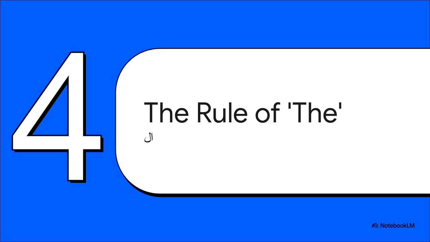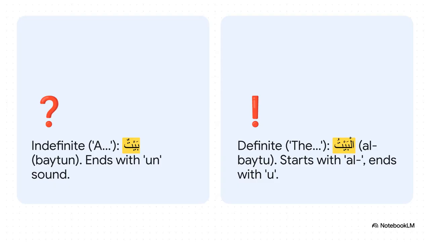Okay, get ready for a total game changer. So far, we've only been saying a house, a pen. But how do we get specific and say the house or the pen? This brings us to one of the most important concepts in all of Arabic, the definite article. Okay, so check this out. The indefinite word, baitin, ends with that un sound. That's called a tenween. Now, to make it definite, to make it the house, we do 2 things. First, we add al to the beginning, and second, we drop the n sound from the end, changing un to just u. So baitin becomes al-baitu.